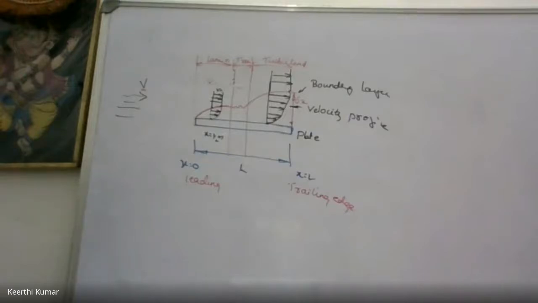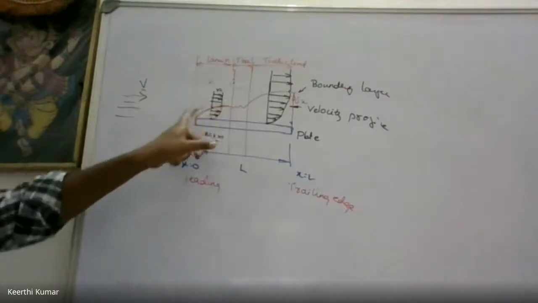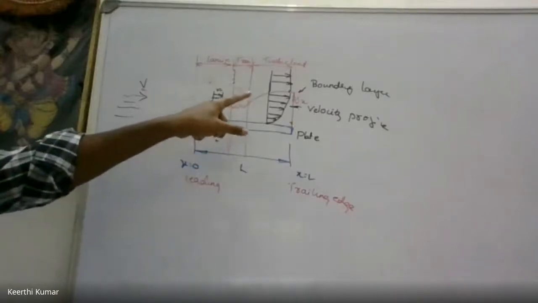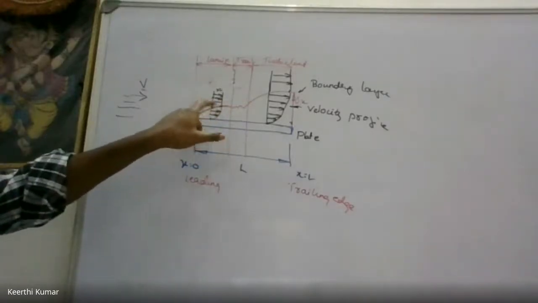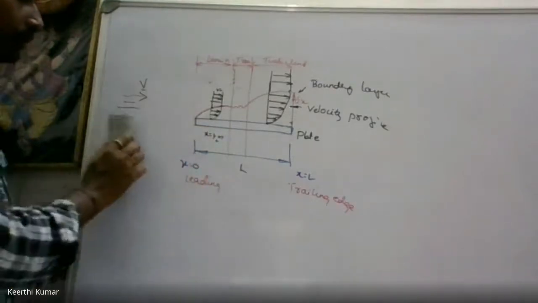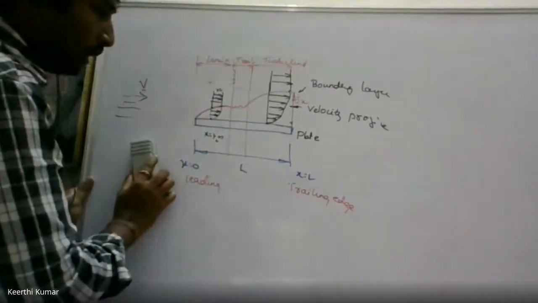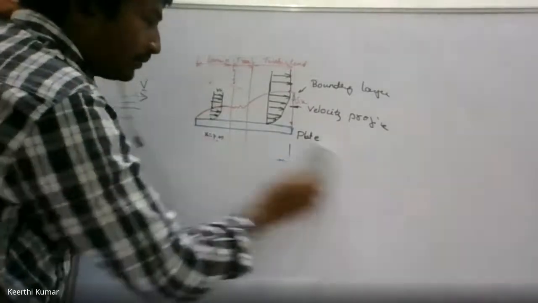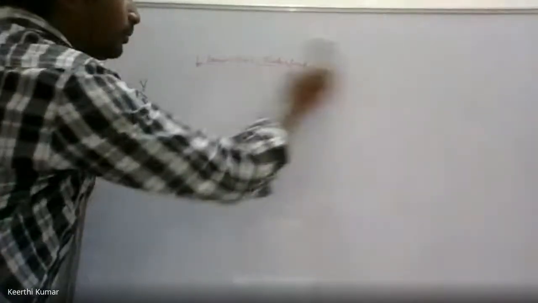Okay. So the next heading is thermal boundary layer. Now we got the velocity boundary layer, which means the boundary layer created due to the velocity. This is called the velocity boundary layer. The next heading is thermal boundary layer. I'll draw this.